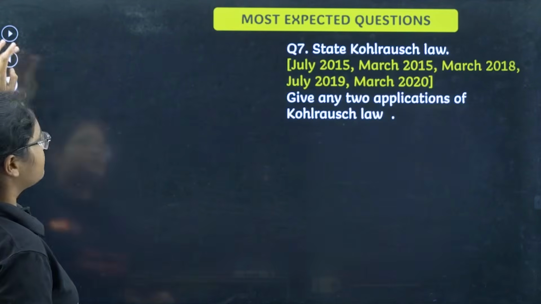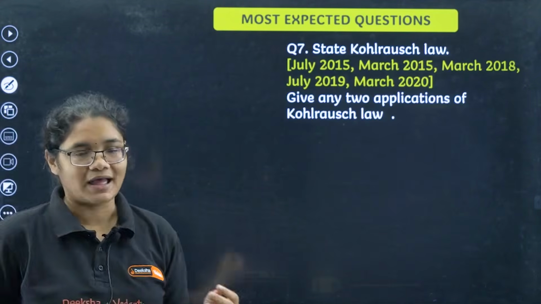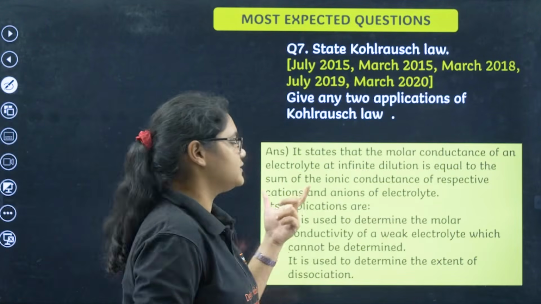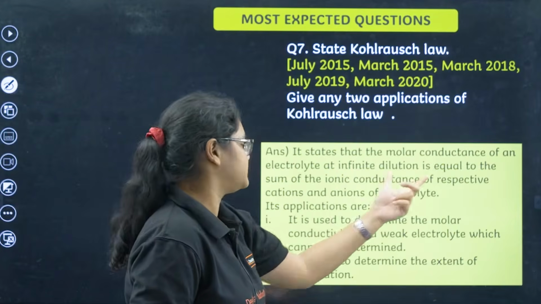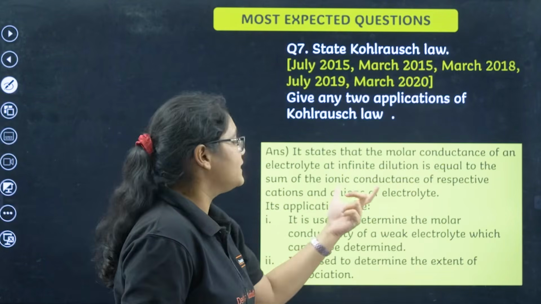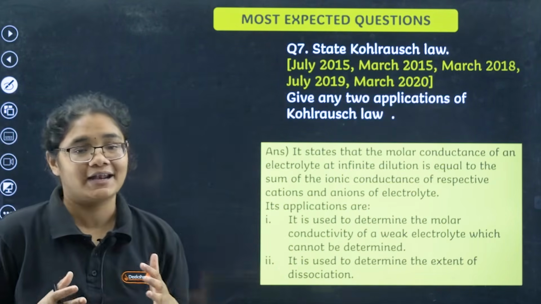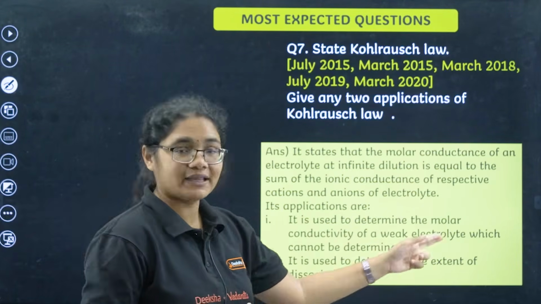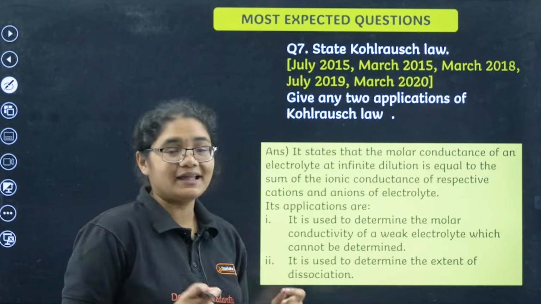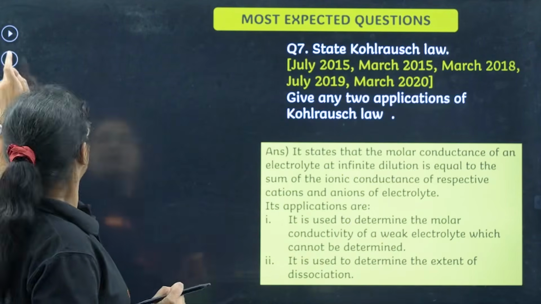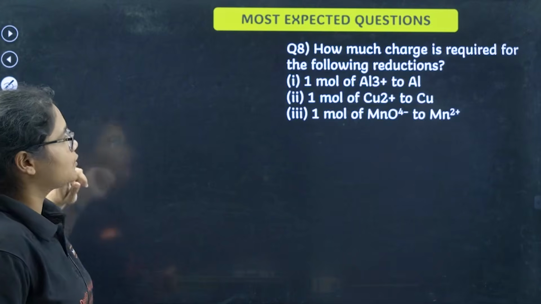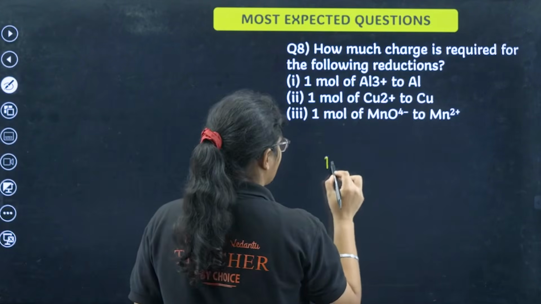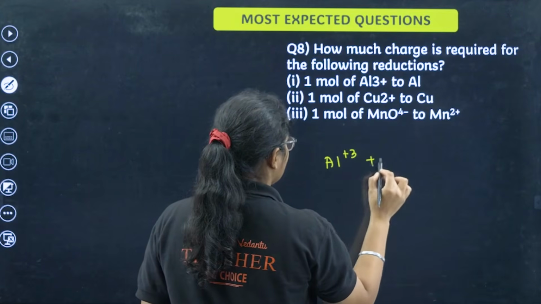Okay, moving forward, state Kohlrausch's law and give its 2 applications. It is a direct law, so you have to just write it down. It states that the molar conductance of an electrolyte at infinite dilution is equal to the sum of the ionic conductances of the respective cations and anions. And what are its uses? It is used to determine the molar conductivity of weak electrolytes, and it is used to determine the extent of dissociation. Next question, how much charge is required for the following reduction? If you have aluminium 3 plus to aluminium, how many electrons will be required here?